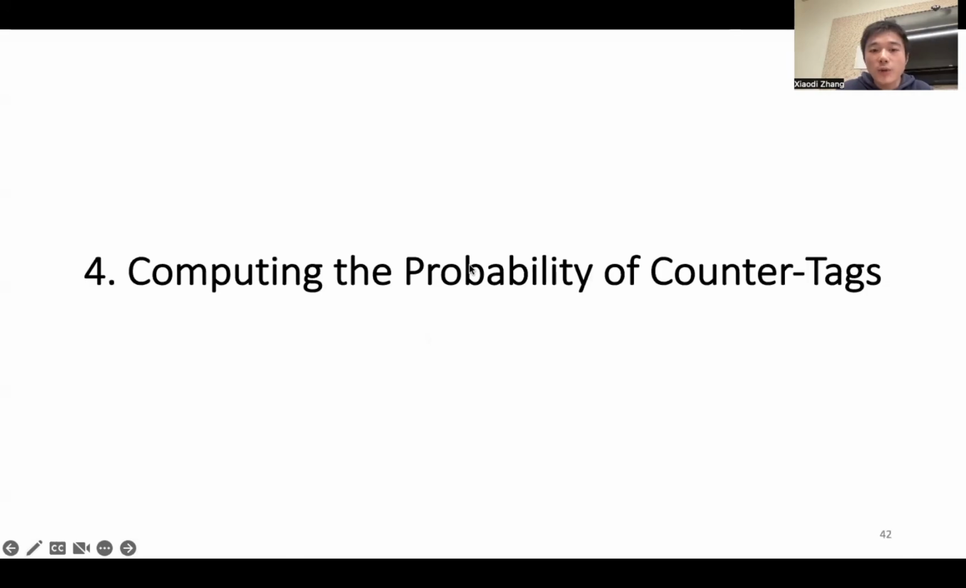Now let's introduce how we compute the probability of counter tags. If we simply sum up the probability of counter tags, the probability is wrong. The reason is that some counter tags may overlap in initial states. So we have to delete the probability of overlapped initial states. But this is very complex, right? So we have to find a simpler way to compute the probability. We are using DDNF. The reason is that using DDNF to compute the probability only takes linear time complexity.